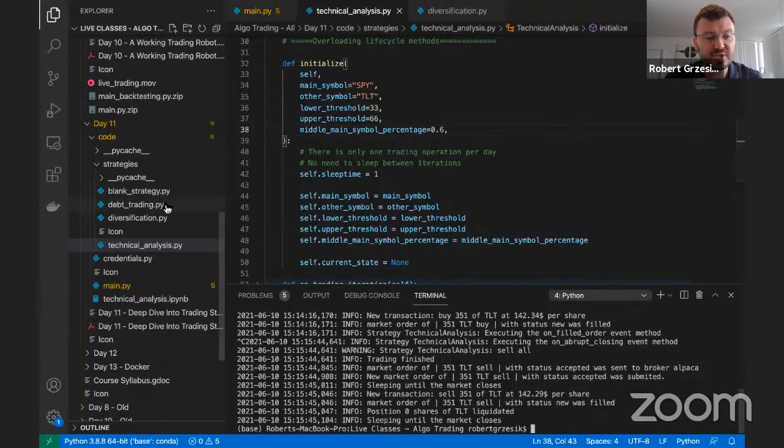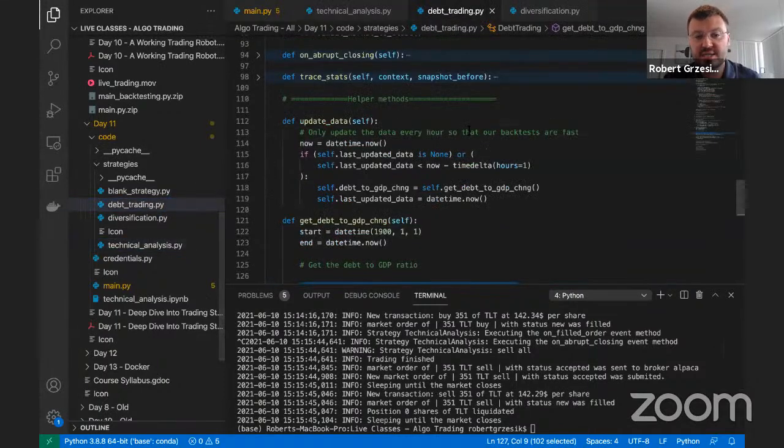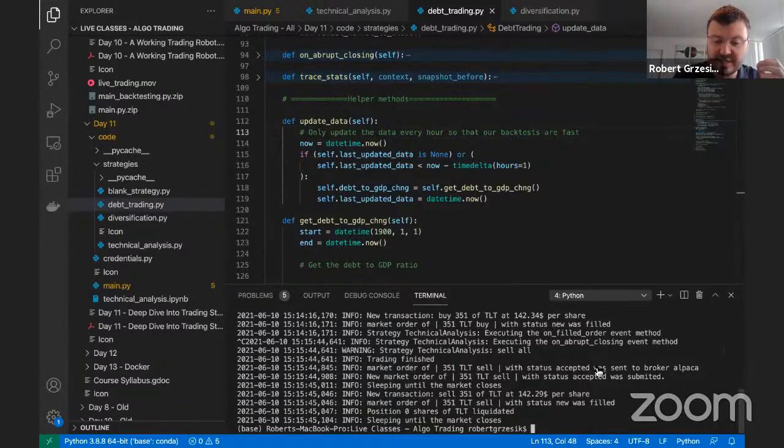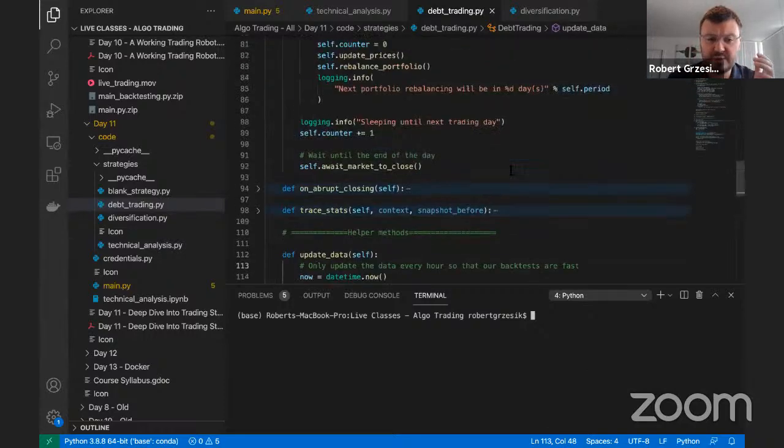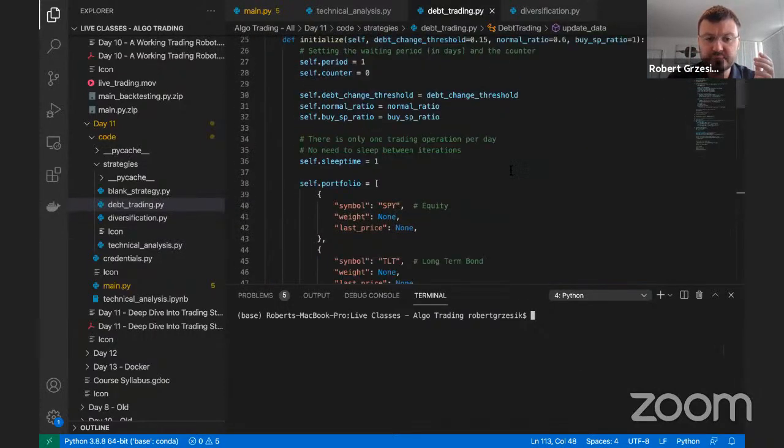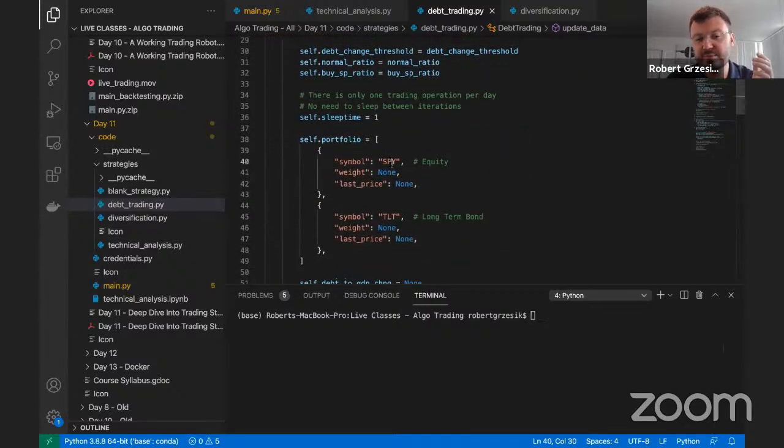Then we have another strategy here. This strategy is pretty similar to that technical analysis strategy. And what this one does is it looks at a different indicator. It looks at macroeconomic indicators. So basically, if we zoom up here, it again buys these two symbols, SPY and TLT, right? And then changes the weighting between the two.